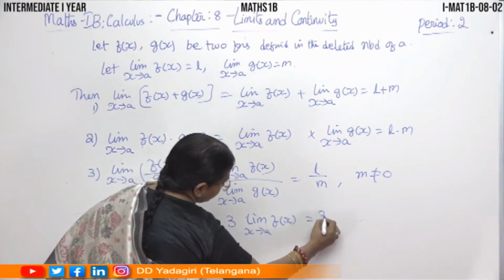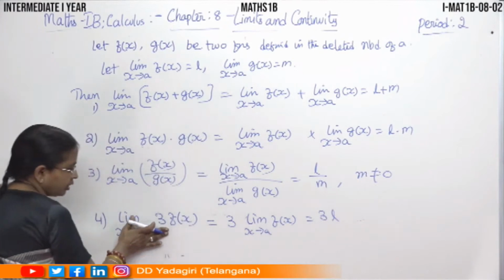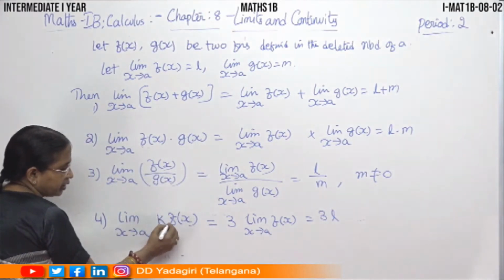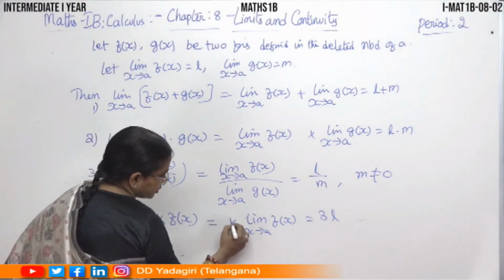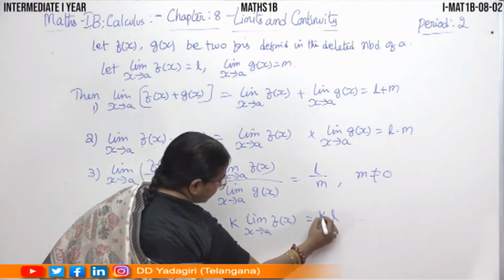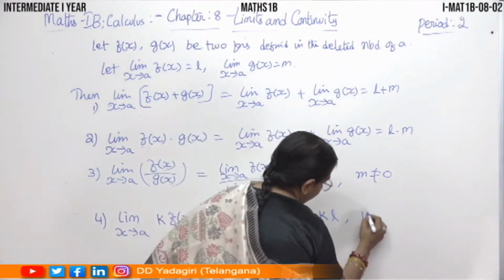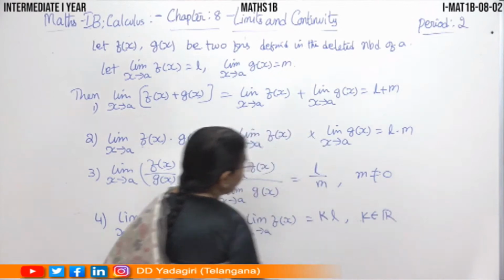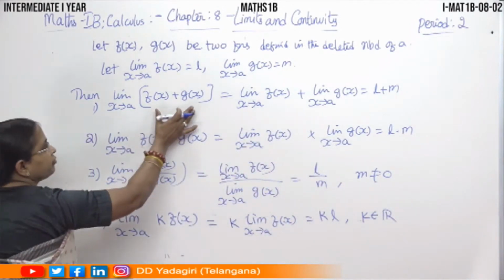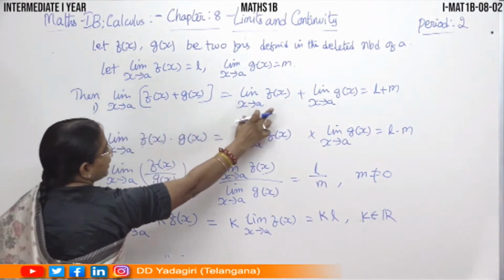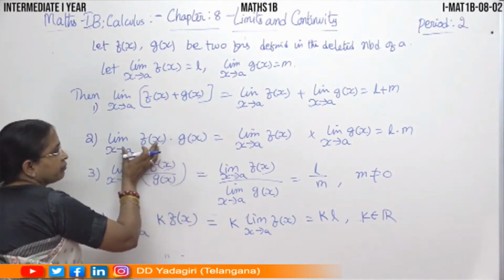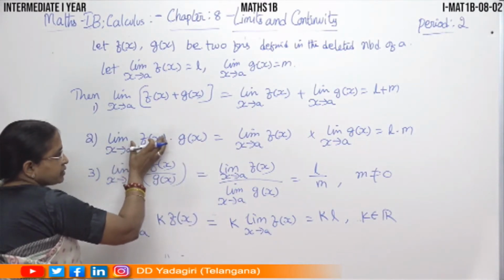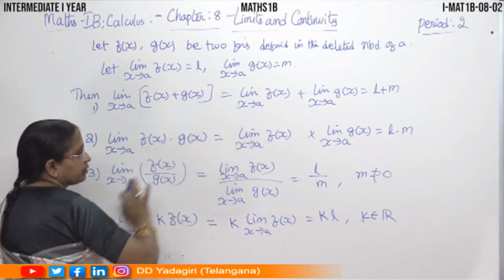So that is equal to 3 into l. In general, if it is any k number, I can write k outside and write the limit as k into l, where k is a real number. So when it is the sum of two functions, you can write the limit separately. When it is the product, find the limit of the first function into the limit of the second function.